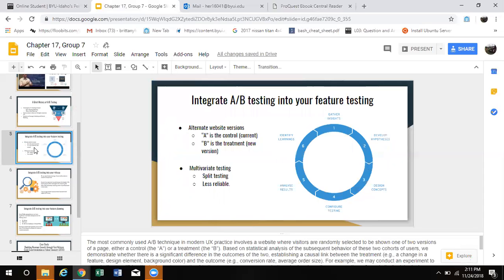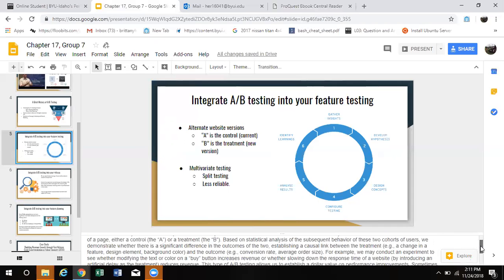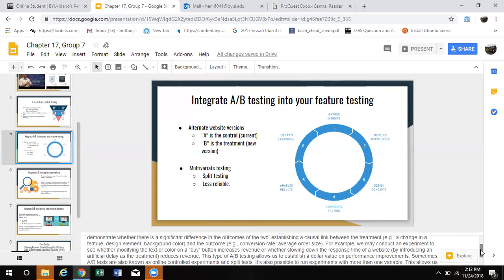The most commonly used A/B technique in modern UX practice involves a website where visitors are randomly selected to be shown one of two versions of a page, either a control, the A, or a treatment, the B. Based on statistical analysis of the subsequent behavior of these two cohorts of users, we demonstrate whether there's a significant difference in the outcomes of the two, establishing a causal link between the treatment, which is the change in a feature, design element, or background color, and the outcome, the conversion rate, average order size, etc.